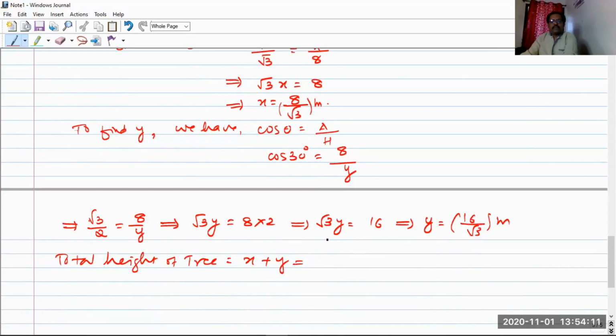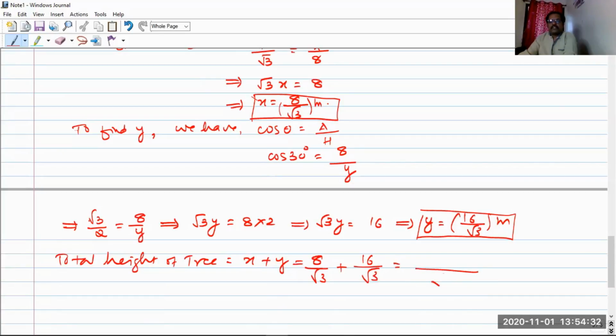We just put the value, we obtain x is equal to 8 upon root 3 meter, and we also have y which is equal to 16 by root 3 meters, right? We just put them together, we add them. So 8 by root 3 plus 16 by root 3. Since denominators are same, we keep the denominator as it is and add the numerators. How much is 16 plus 8? It is 24. So 24 by root 3 meters.